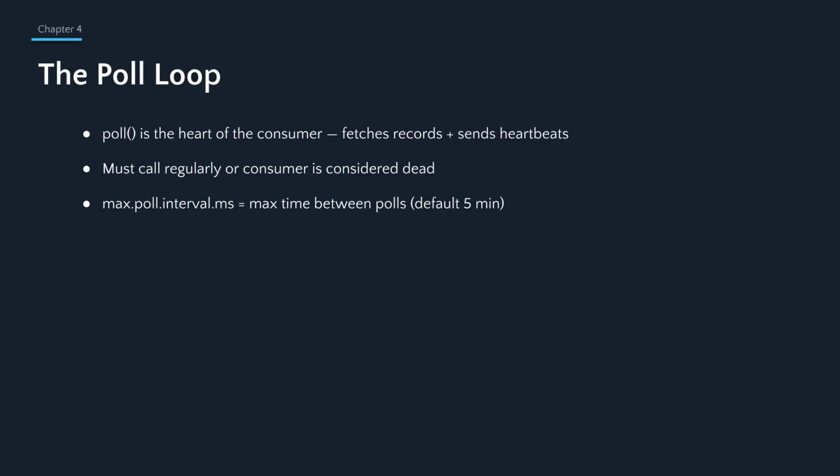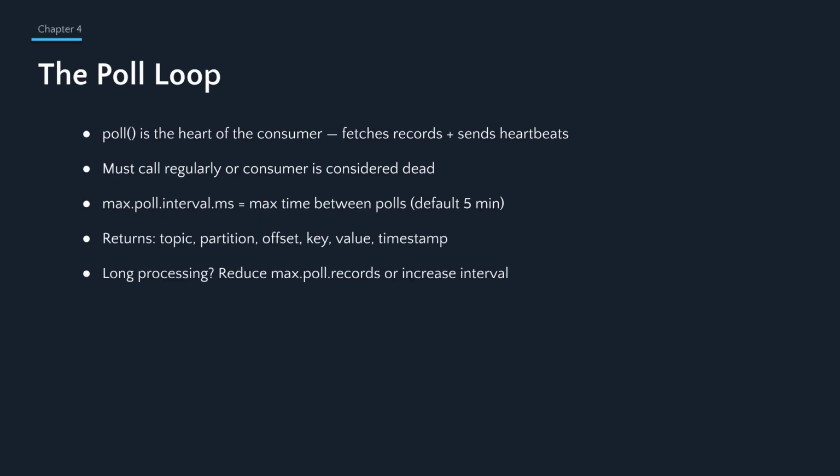Each poll returns records with topic, partition, offset, key, value, and timestamp. If your processing takes a long time, either reduce max.poll.records so each poll returns fewer messages, or increase the poll interval. Don't let processing time exceed the interval.